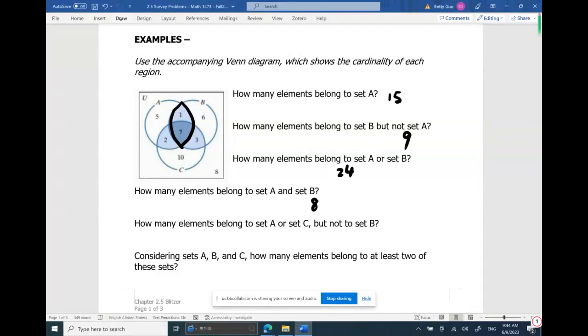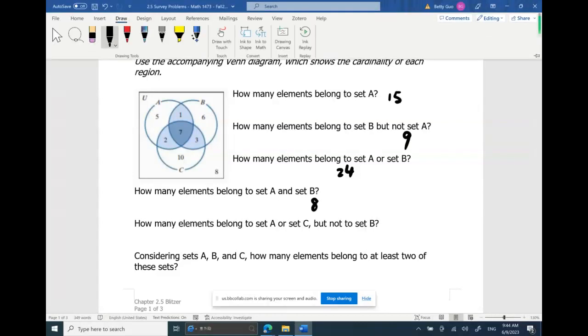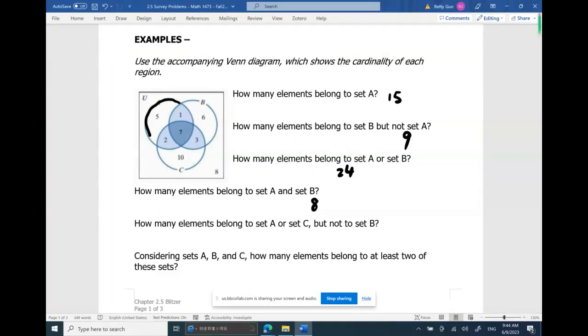A or C but not B. Let's find the region first. A or C but not B. Get rid of B. So this region represents the set A or C but not B, right? And in this region, we have 5 plus 2 plus 10, that is 17 elements.